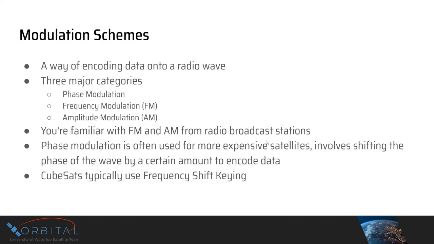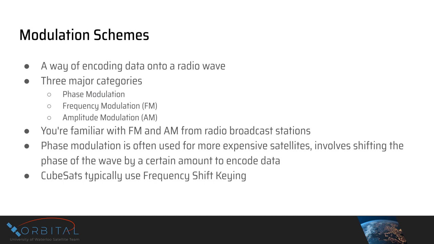Okay, the next thing to talk about is modulation schemes. This is a pretty important topic in communication theory in general. When you send a radio wave, you send essentially something at a set frequency, but you can't encode data into that radio wave unless you somehow alter that wave in order to encode data into it. So there are three main ways of encoding data into a wave.